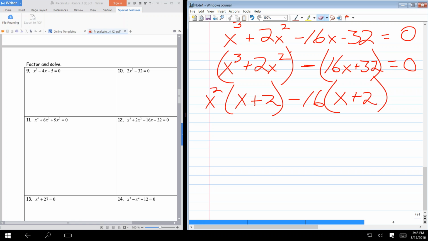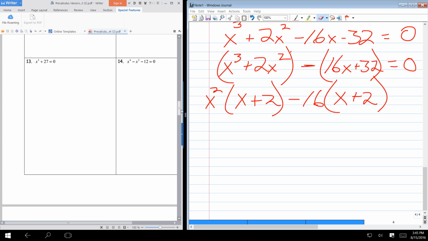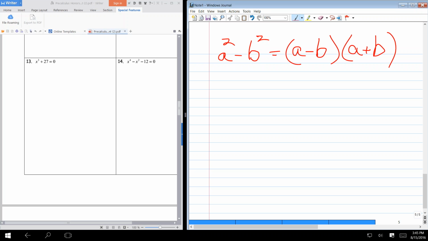Now, 13, what is that called? Difference of perfect cubes. It's sum of perfect cubes. Okay, let's go over these. Here's difference of perfect squares. Now, I think that it should always be taught a minus b times a plus b. I'll explain in a moment. Obviously, a plus b times a minus b is the same thing, but this is all about memorizing stuff.